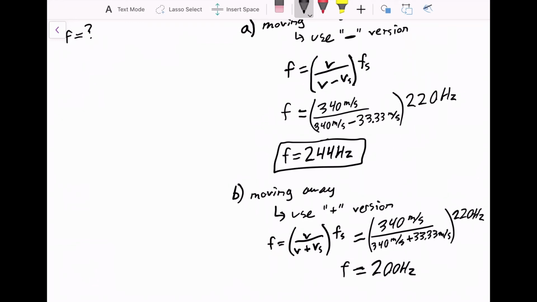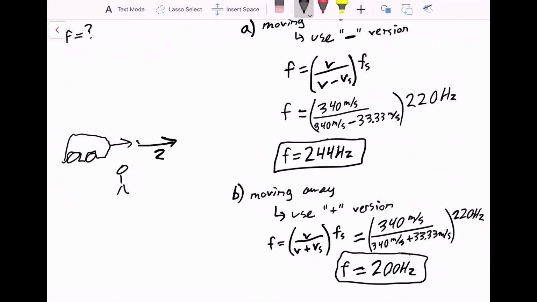So once it's past us, if you imagine this car driving along, this is us, we've got a car moving, it's a terrible car, moving that way. As it's coming towards us, we're going to hear the sound at 244 hertz. Once it gets past us over here, we're going to hear it at 200 hertz.